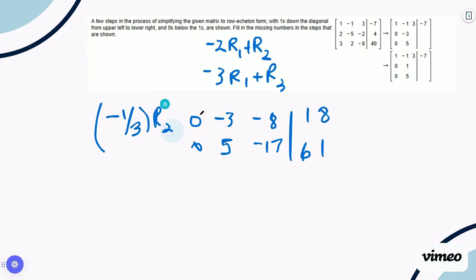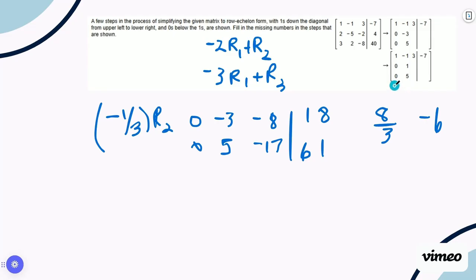So negative 1/3 times 0 is 0. That's where you get that. Negative 1/3 times negative 3 is positive 1. So they already have that written there. Negative 1/3 times negative 8 is going to be a positive 8/3. So right here would be positive 8/3. And then negative 1/3 times positive 18 is negative 6. So then negative 6 would be here in this spot.